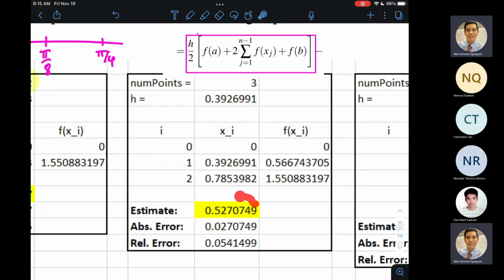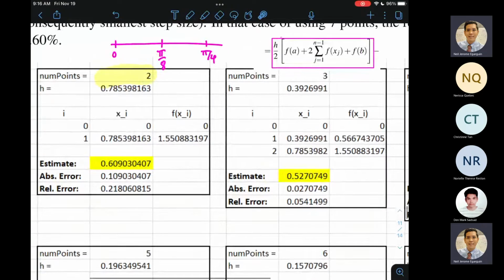Perform the calculation and we see that we are now nearer to the actual value kasi ang estimate na makukuha natin ay 0.52. Okay? Now that will have around just 5% error. And let's see if it really makes true on the promise na order h squared, yung trapezoidal rule. So let's compare what happened when we have the 2 points to what we have right now.